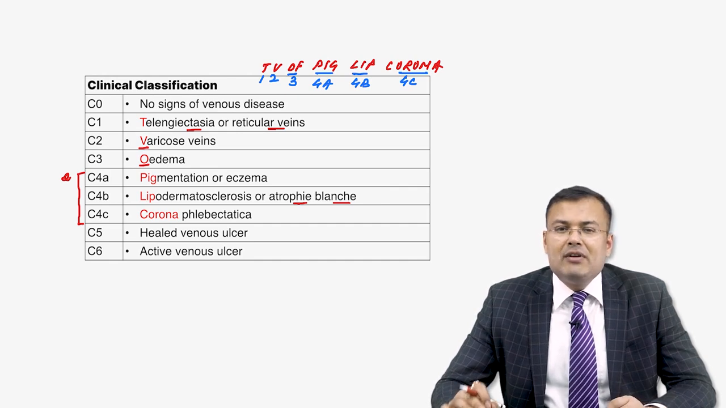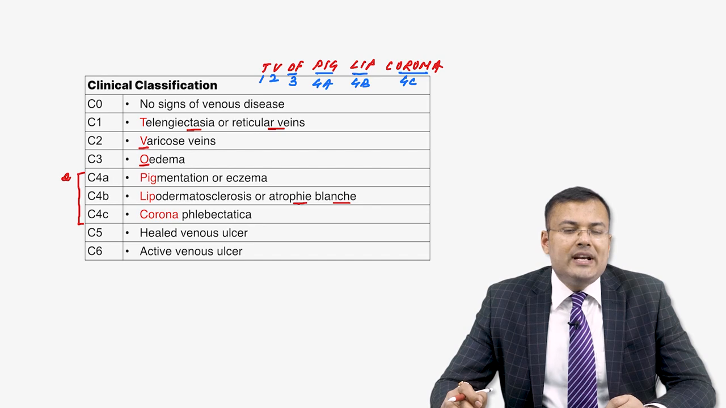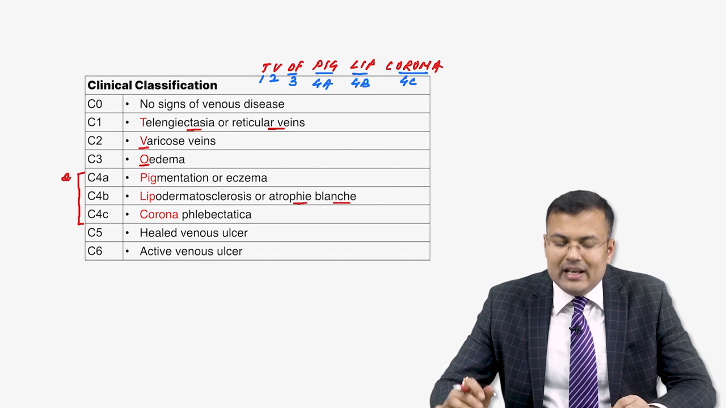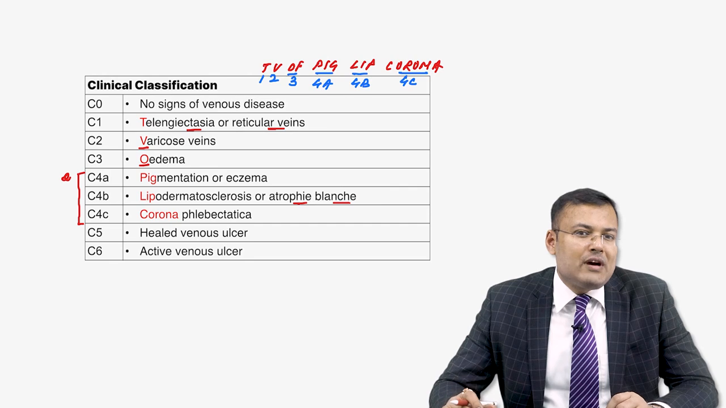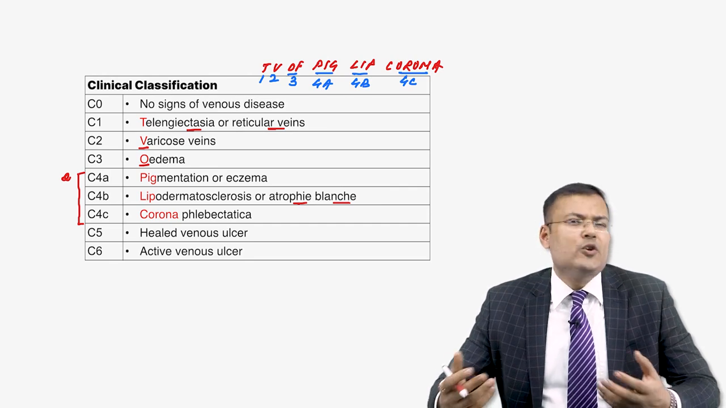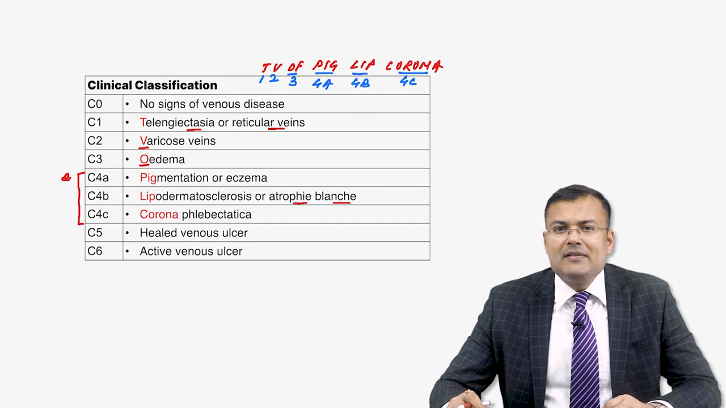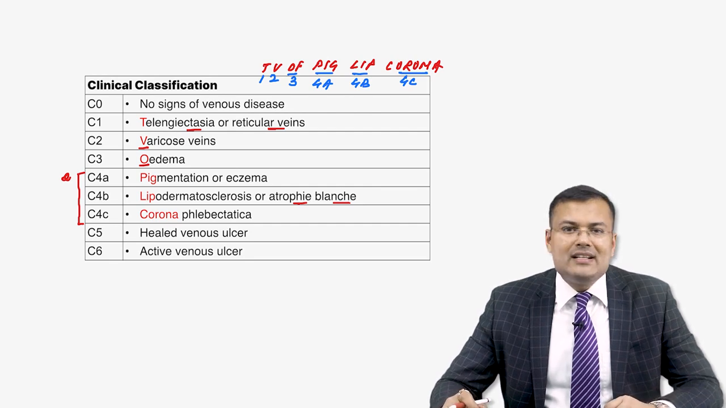T, telangiectasia, 1. V, varicose vein, 2. O, edema, 3. Pig, pigmentation or eczema, that is 4A. Lipodermatosclerosis or atrophie blanche, 4B. Corona phlebectatica, that is 4C. You know healed wound is C5, and active ulcer or active wound is C6.